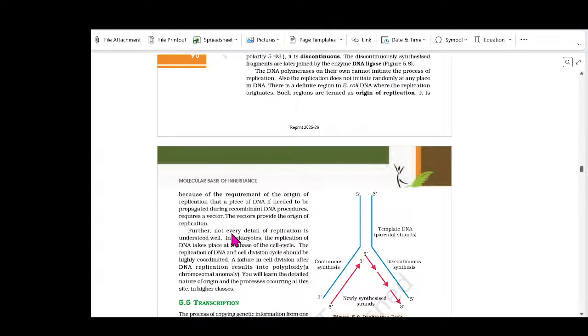Further, not every detail of replication is understood well. In eukaryotes, the replication of DNA takes place at the S phase of the cell cycle. The replication of DNA and cell division cycles should be highly coordinated. A failure in cell division after DNA replication results in polyploidy, a chromosomal anomaly. You will learn the detailed nature of the origin and the processes occurring at this site in higher classes.